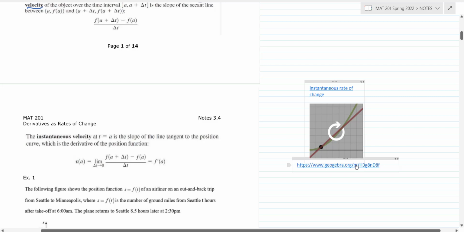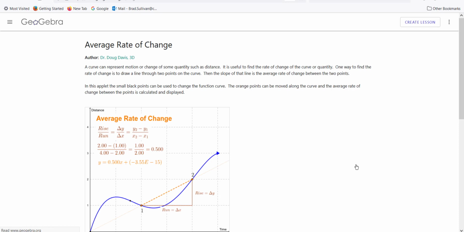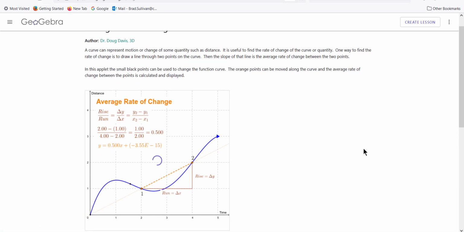Right, so I'm going to pull up a couple of applets, and I'll just go over visually what we're doing here. We've talked about this a lot this semester, I know already, but it's good to review this as we're learning it in a little bit different way. So when you're doing an average rate of change, that is a slope of a secant line.